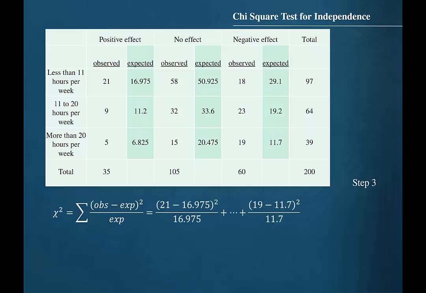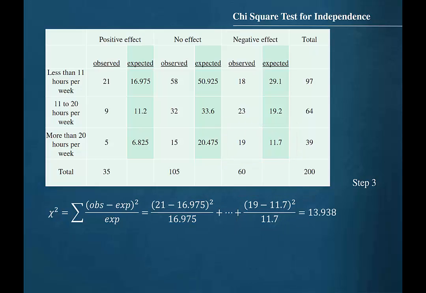So we will begin by finding the difference between the observed and expected values in row 1, column 1. Then square that difference, then divide by the expected value, and then continue that process down to the last cell. We find our test value to be 13.938.